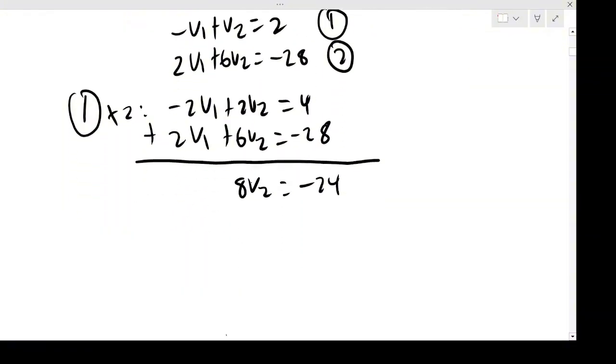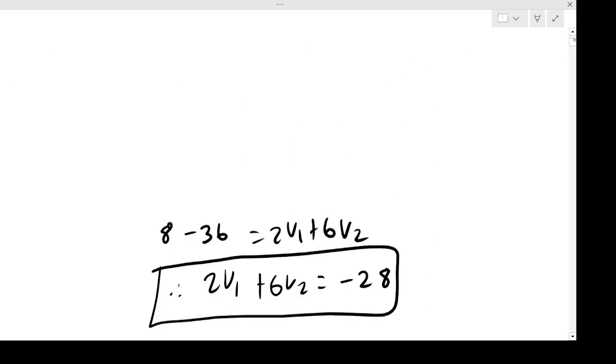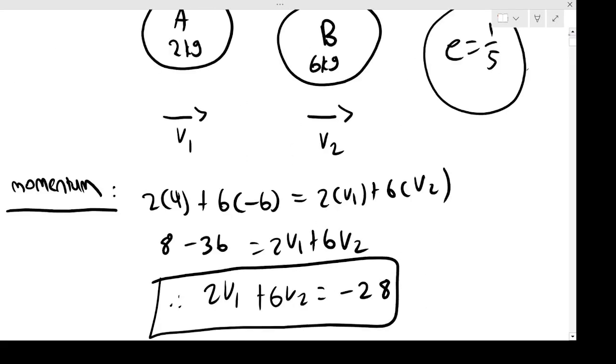Okay, then I can just divide by 8. The v2 is just going to be minus 3. And there we are. That is my velocity v2 there. Now that's negative, that's fine. If I go back to my original diagram, v2 is minus 3.